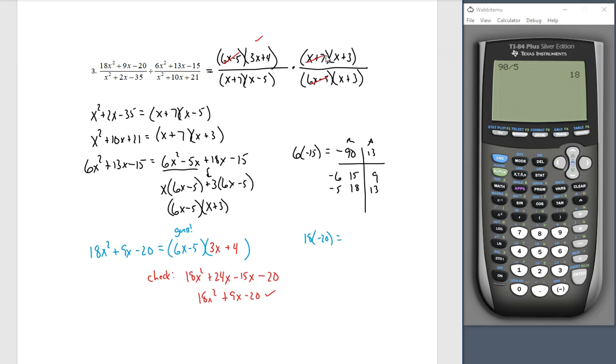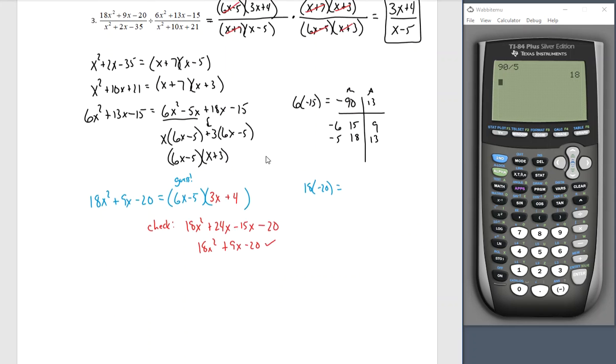X plus 7. Oh, there's one in the denominator. And x plus 3 has a match in the denominator. And we now have our answer. 3x plus 4 over x minus 5. And again, think about it. If I asked you to evaluate this when x was negative 17, oh my goodness, how hard would that be? So much easier if you're able to simplify.